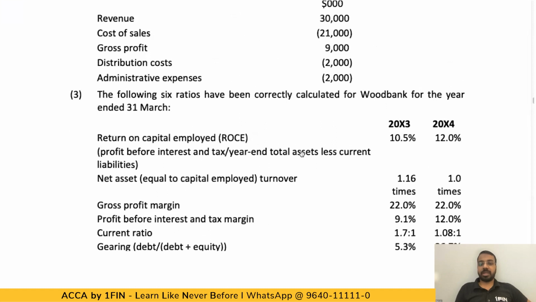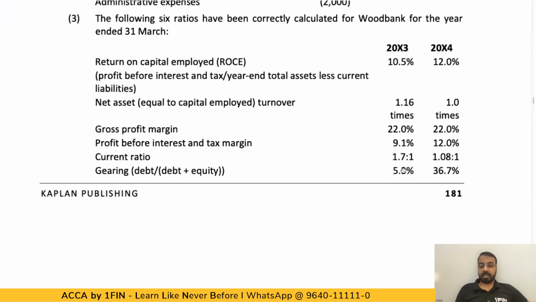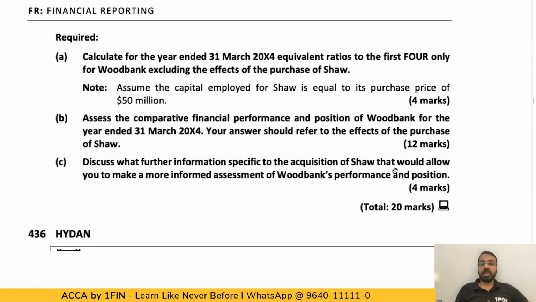The following 6 ratios have been correctly calculated for Wood Bank for the year ended 31st March: ROCE, net asset turnover, gross profit margin, profit before interest and tax margin, that is your operating profit margin, current ratio, and gearing 36%, 5.3%. Calculate for the year ended 31st March equivalent ratios for the first 4 only for Wood Bank, excluding the effect of purchase of Shaw. Assume capital employed for Shaw is equal to its purchase price of 15 million.